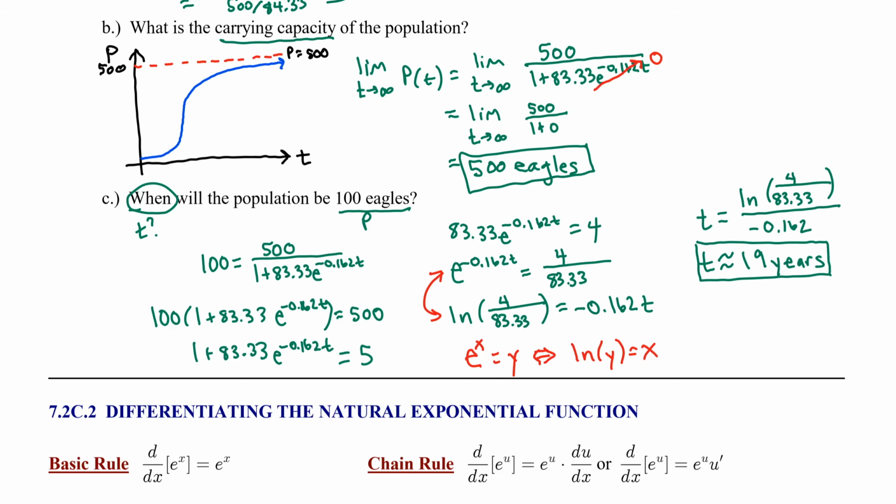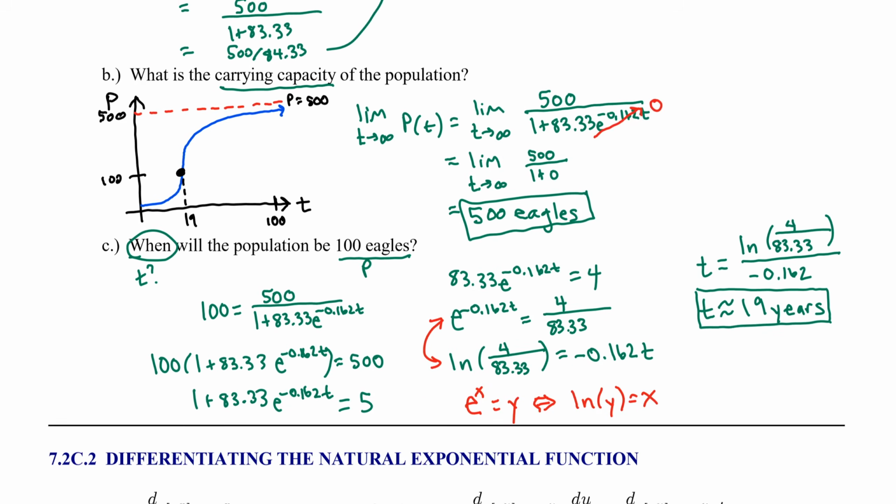So back on the graph, you'll see that that's really close to the inflection point. At about 19 years, we have 100 eagles, and the graph that I have here approximately goes out 100 years. So of course not drawn to scale. You can examine that with your calculator.